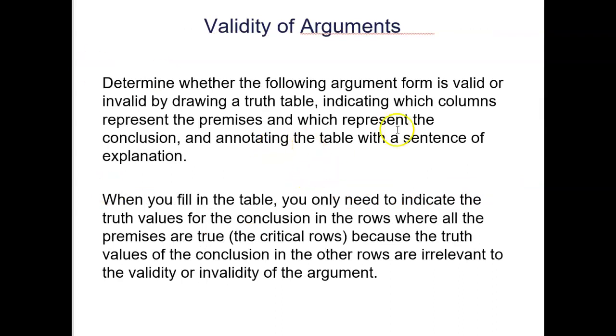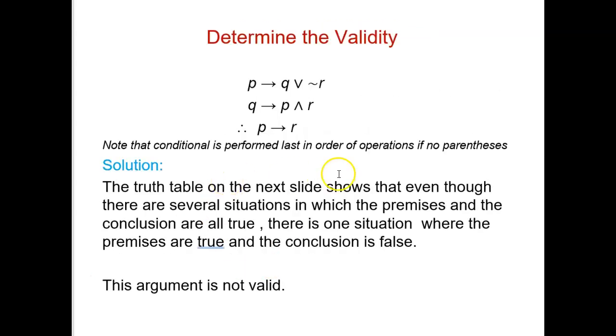So you make a truth table, you indicate which columns represent the premises, which represent the conclusion, and sometimes you annotate the table. You tell me what your conclusion is when you're done. When you fill in the table, you only need to indicate the truth values for the conclusion in the critical rows. So you don't have to do all of the conclusion rows, only the ones where all the premises were true, because those are the critical rows. If you do the other form where you're doing if-then, you do all the rows and confirm they're all ones. But really the only ones that matter are the rows where all the premises are true.